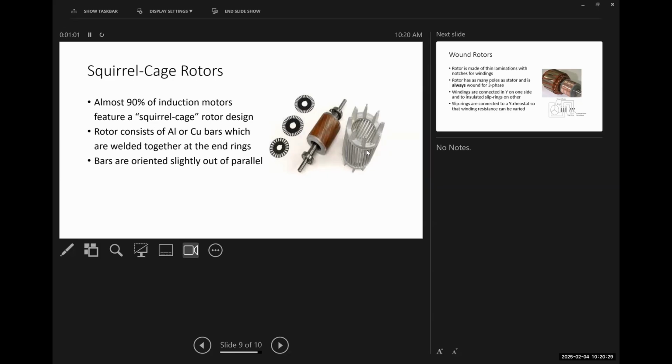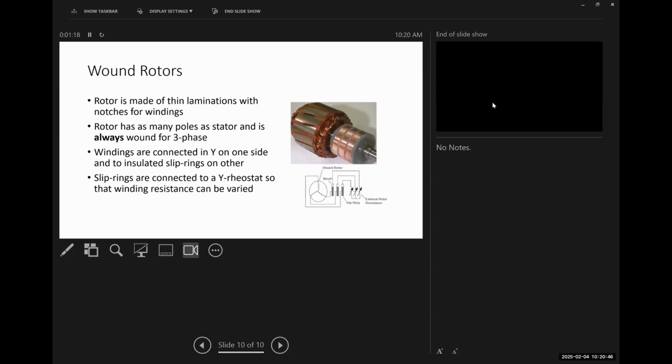The rotor consists of aluminum or copper bars that are welded together at their end ring, and then they have these pieces making them hold their shape. Like I said, oriented very slightly out of parallel. For a wound rotor, we have something more like this: thin laminations with notches for actual windings.